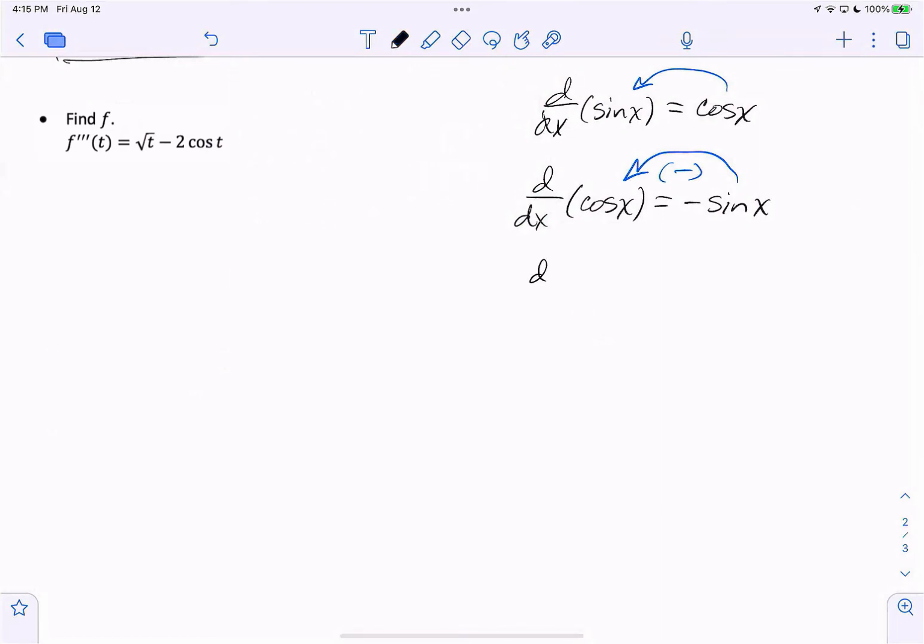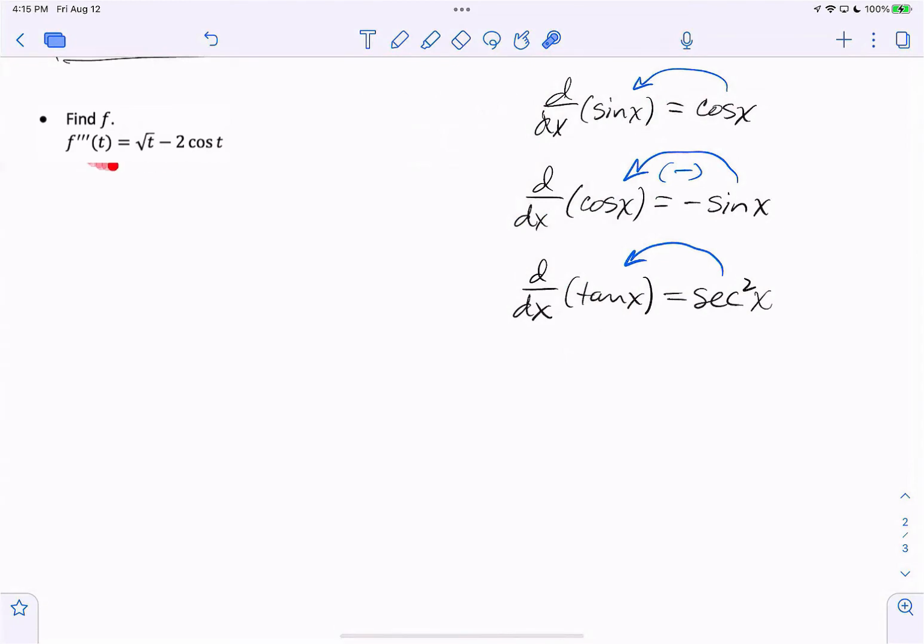We'll just do one more. Since the derivative with respect to x of the tangent of x is equal to the secant squared of x, the antiderivative of the secant squared of x is equal to the tangent of x, and they would all have a plus c.